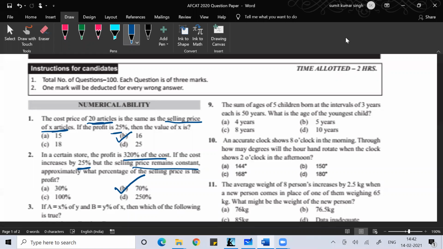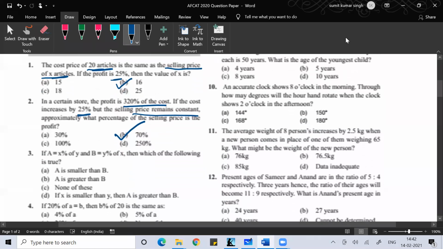Now, if you see this question number three, if A is equal to X percent of Y and B is equal to Y percent of X, then which of the following is true? So guys, please understand this part that X percent of Y and Y percent of X both mean the same thing. 10% of 20 or 20% of 10, both will give you the same thing. So please don't get confused. Both are same only. Then which of the following is true?